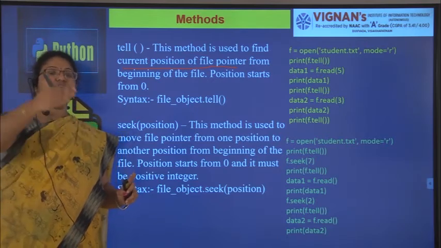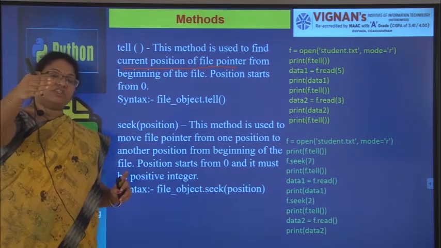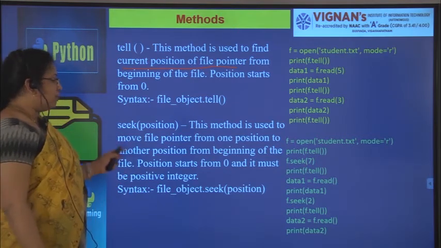Okay. So if you want to move the file pointer from one location to another location, you always have to pass a positive integer. Okay, that is about your seek method.